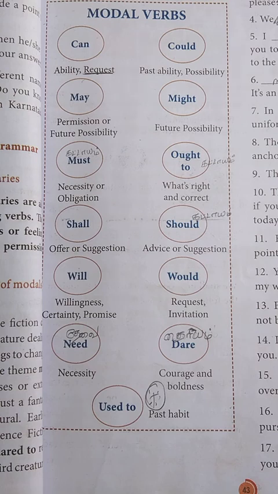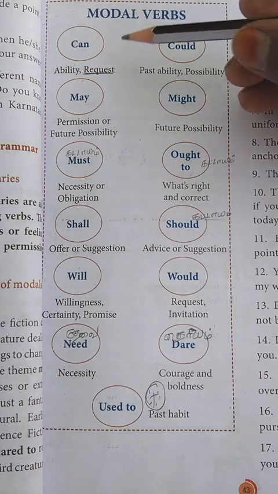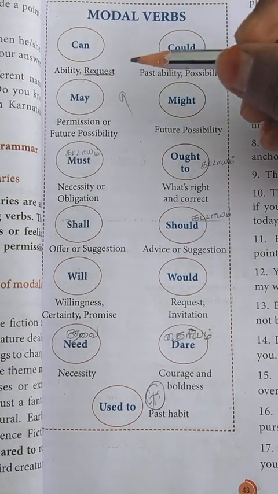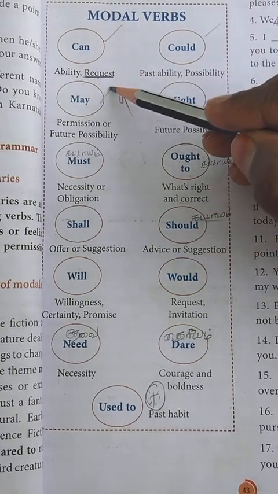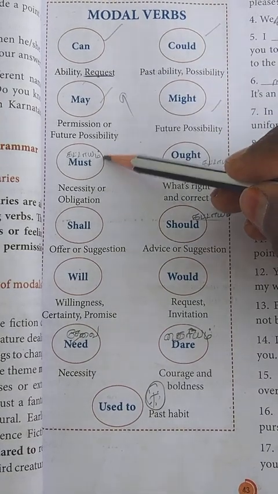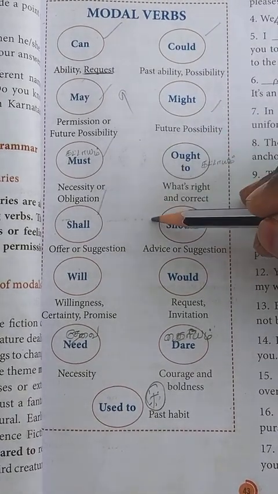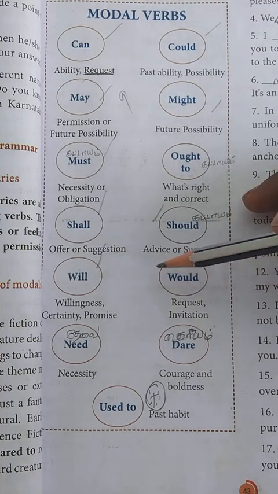If you see modals, we have another classification of modals that we call semi modals or quasi modals. But before that we should know how many modals there are. We have 9 modals. What are they? Can, could, may, might, must, shall, should, will, would.